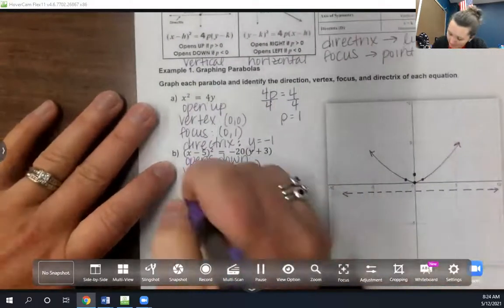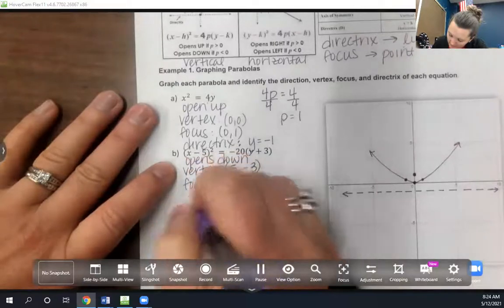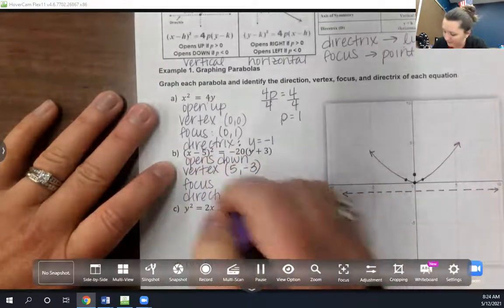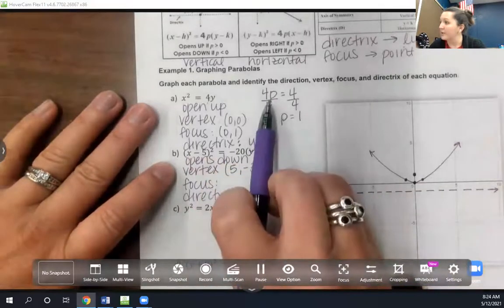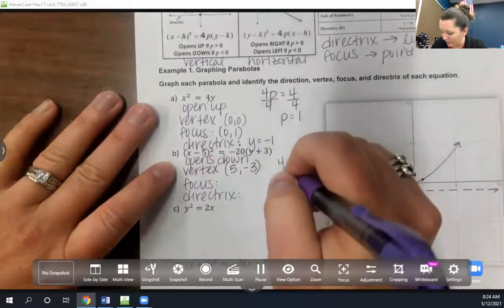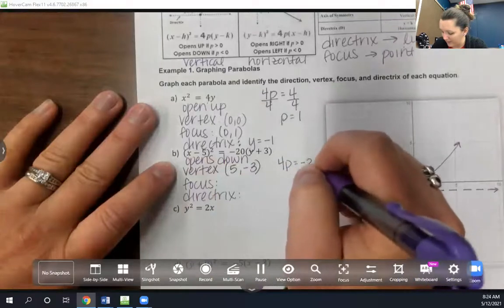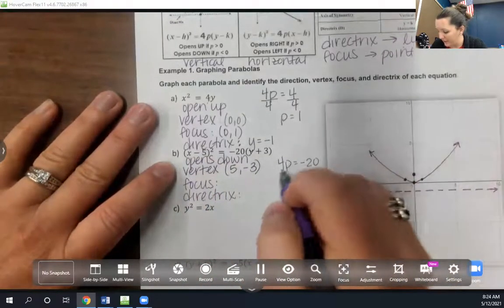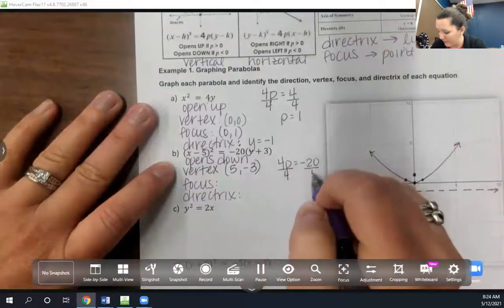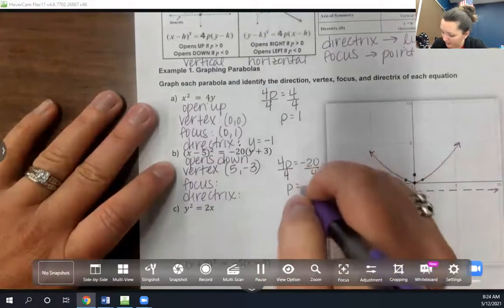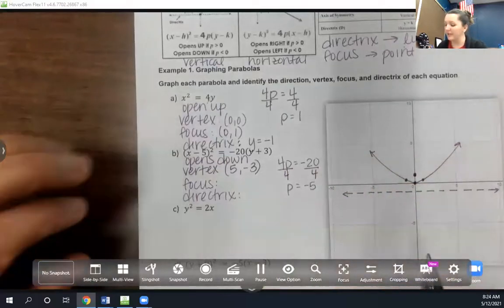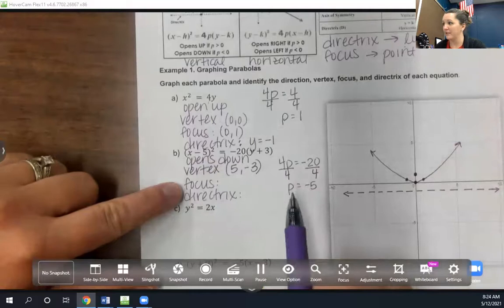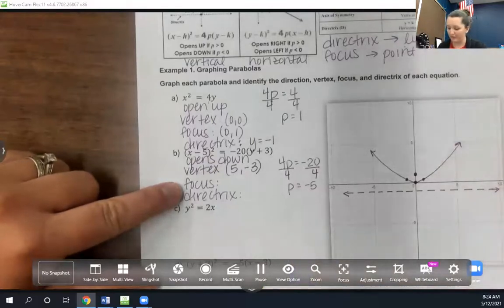And then I want to know what my focus and my directrix are. So I need to know this p-value. 4p in this case equals negative 20. It's always that number here, right? So 4p equals negative 20. Divide by 4, and we get p equals negative 5. So the length of my focus is negative 5. That means we're going down 5, right?